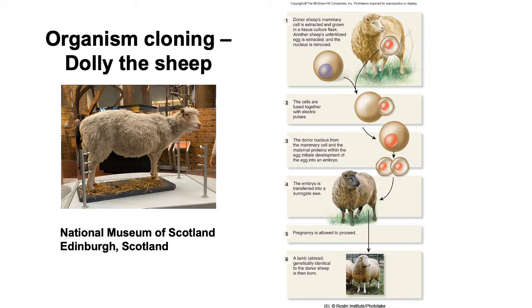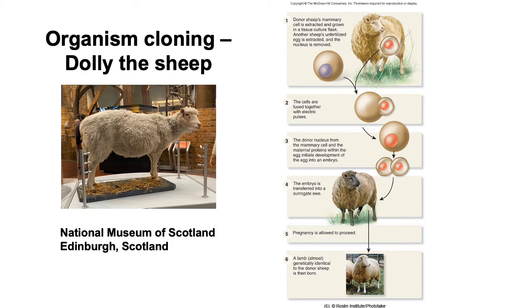And this is actually really quite straightforward to do in plants. You can take a cell from pretty much any area of a plant, and if you grow it under the right conditions, you can grow a whole plant from that particular cell. But this was a much more challenging feat and had not been successfully accomplished in animals until 1996. And some of you may have heard of Dolly the sheep. The process of organism cloning from the DNA of a somatic cell is shown there on the right.